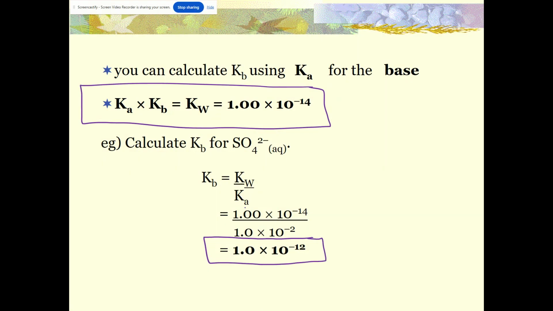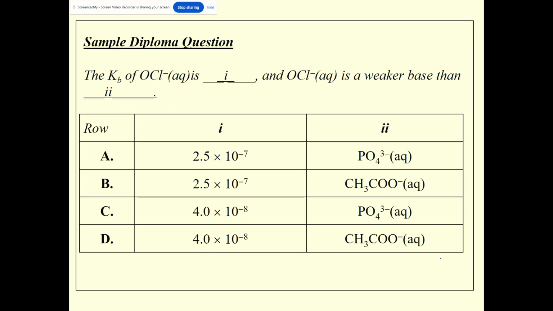make sure you bring this in brackets. This should be in brackets. You hit divide and then put all of that in brackets. You should get 1.0 times 10 to the negative 12. Okay? So here is a sample diploma question.